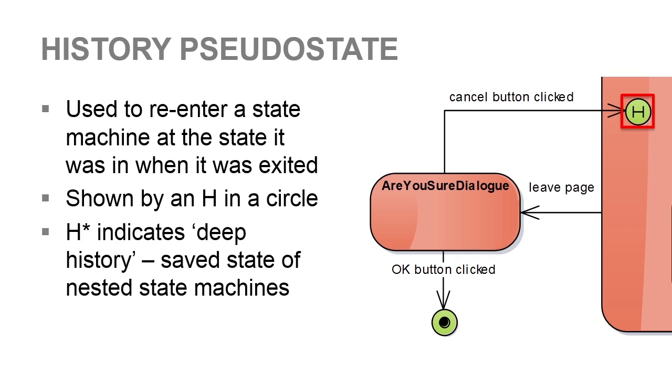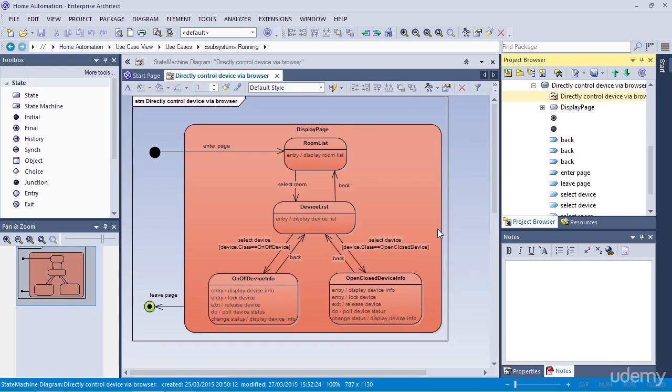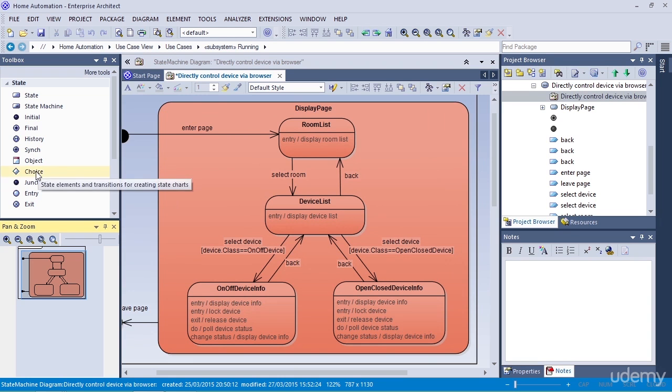If there are state machines nested more than one level deep, then the deep history pseudostate can be used. It's shown with an asterisk after the H. We'll add these in EA. We'll continue working with the directly control device via browser use case state machine. First, we'll add a choice pseudostate.